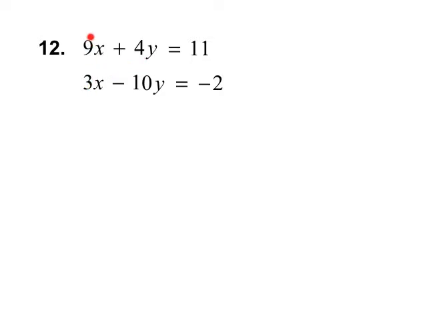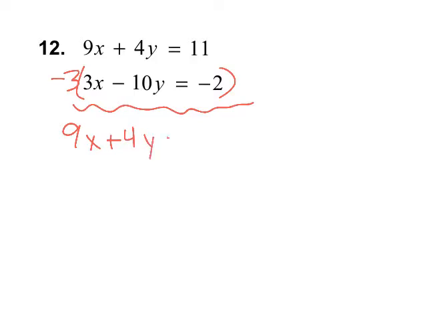Let's look at the x's. The top one is bigger, that's 9. Is there anything I can multiply the bottom 3 by to make it a negative 9? Negative 3, right? It's a 3 already. I need to make it negative 9, so I'm going to multiply the bottom equation by negative 3. So the top equation stays the same, 9x plus 4y equals 11. The bottom equation I multiply by negative 3, so that's negative 9x plus 30y equals positive 6. Now I have opposites.